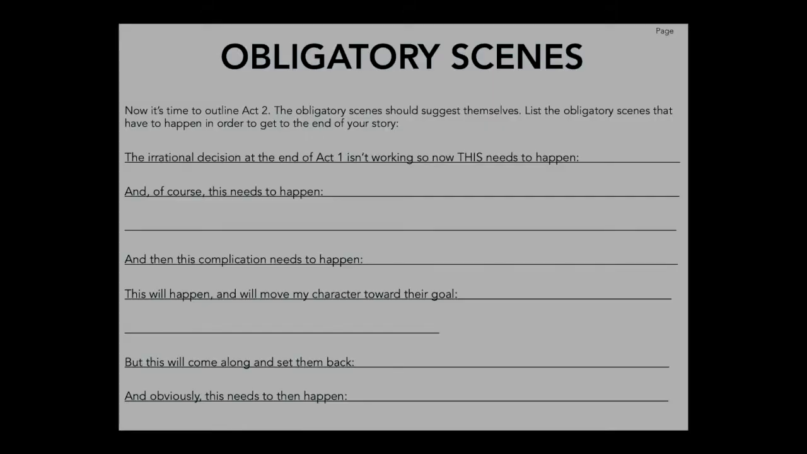Just start with, here's my irrational decision at the end of Act 1. It's not working, so now this needs to happen. And then, of course, this needs to happen. And then this complication needs to happen. And then this will happen, and it will move my character towards their goal. But then this will come along, and it'll set them back. And then obviously this needs to happen. So that's what you're basically doing. You're just writing, this is what they try, this is how it fails, achieve, not achieve. So write out the obligatory scenes as best as you know them.